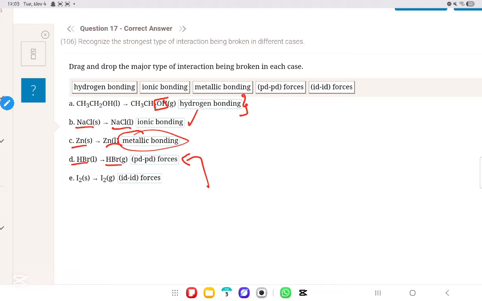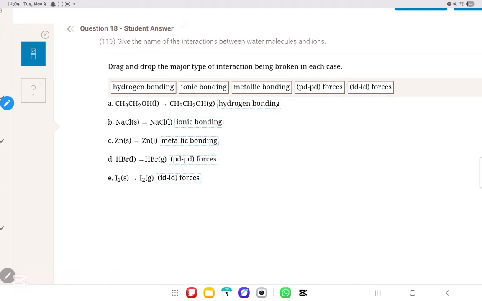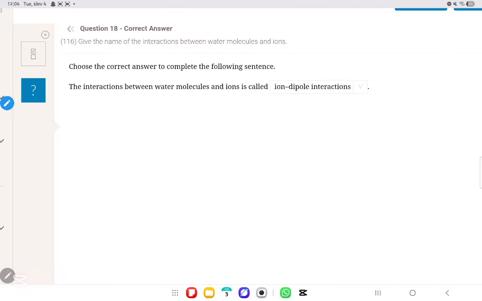So, first of all, HBr. It's not F, it's not oxygen, it's not nitrogen, so it cannot be a hydrogen bond. However, it is polar, because there's a difference in electronegativity, so we'll say it's a permanent dipole force. Now, finally, here, it's non-polar, so we say it's an ID force, because it's non-polar and there's no hydrogen bond. Last but not least, the interactions between water molecules and ions are called ion-dipole interactions.